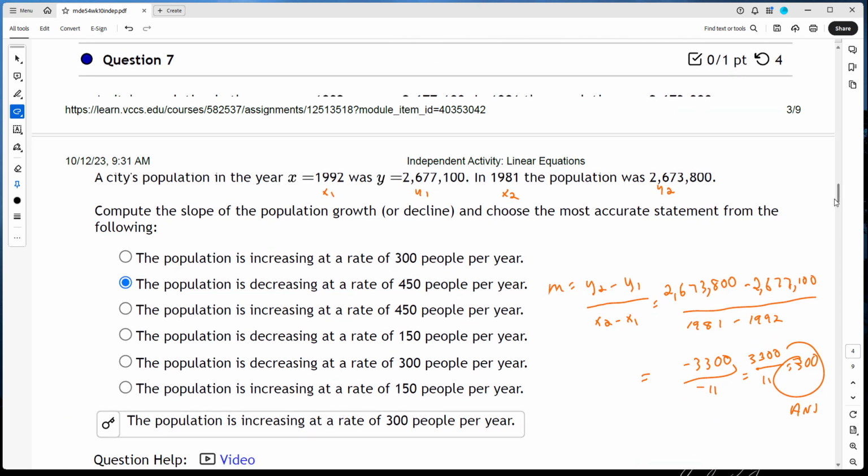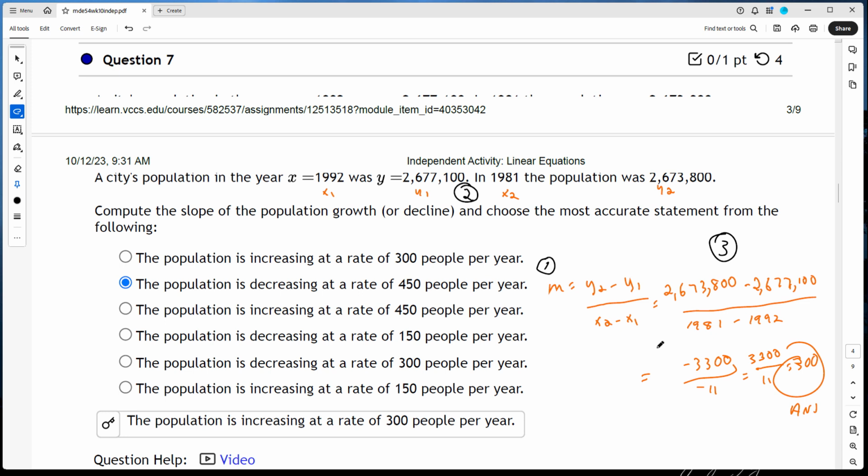This is question 7. The city's population in the year 1992 was 2,677,181, and the population was 2,673,800. Compute the slope. So the first thing I did was I wrote out my slope formula. Second thing I did was assign values to my variables. The third thing I did was I plugged into the formula.